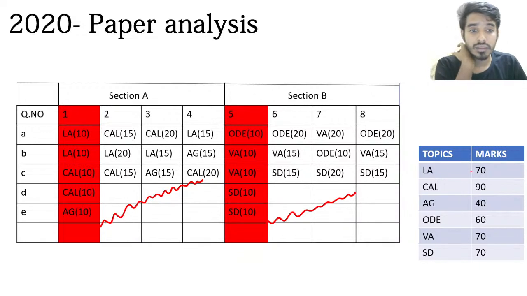So there are 70 marks from linear algebra for the 2020 paper, right? There are no fixed marks that you will get in each paper. Every year it will vary, right? You will come to know. So in this paper we have linear algebra for 70 marks, calculus for 90 marks, analytical geometry for 40 marks. So here you will have 4 questions, right? That means you will have 200 marks overall here.